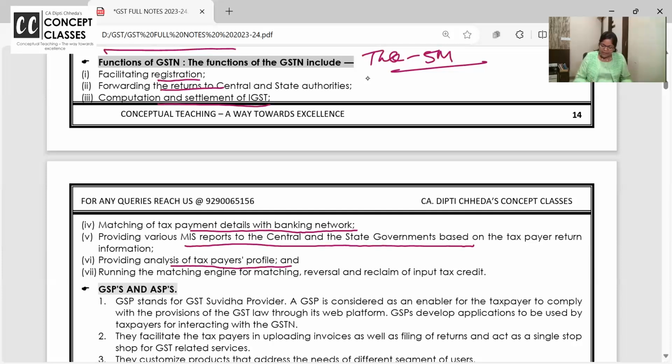Running the matching engine for matching, reversal, reclaim of input tax credit. I'm purchasing the goods in Hyderabad. I'm claiming input tax credit, and then I'm manufacturing my final product inside SEZ, Special Economic Zone, and I'm exporting handicrafts out of India. Government said you are doing a wonder. Everyone in the class knows how SEZ works, or you want me to explain? Because I will repeat this name again and again. Zero rated supply, nil rate, and SEZ, everyone knows.